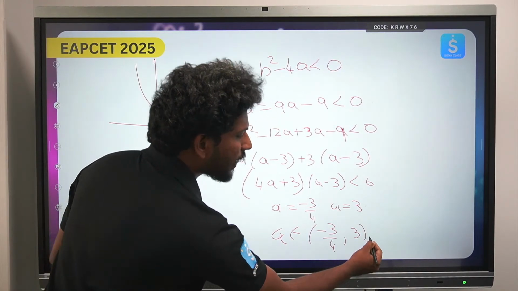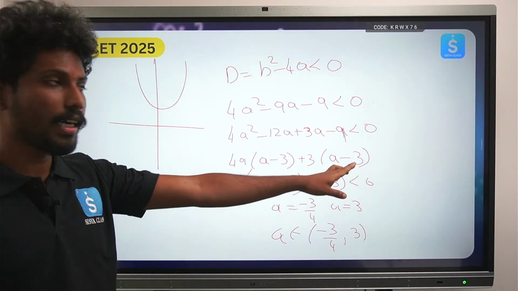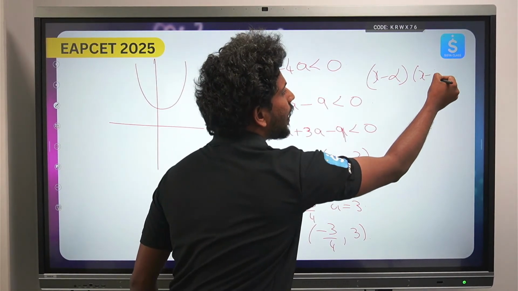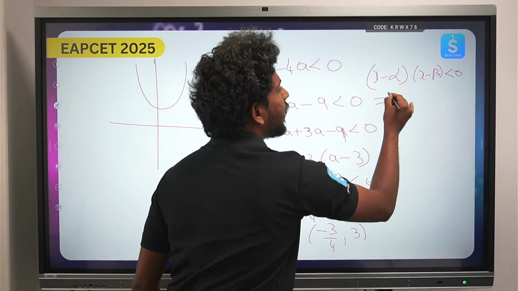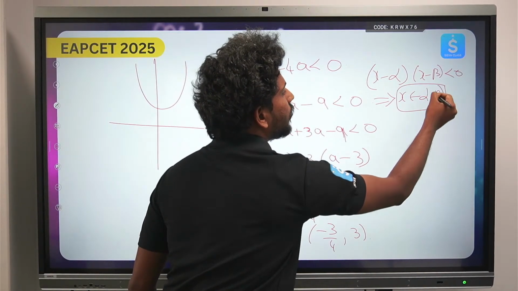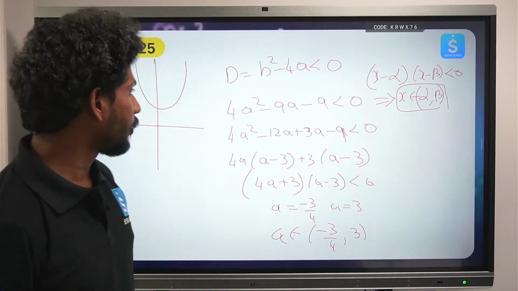So, directly, whenever we have x minus alpha into x minus beta less than 0, then we can say that x belongs to alpha comma beta. This is the thing that you need to note down.